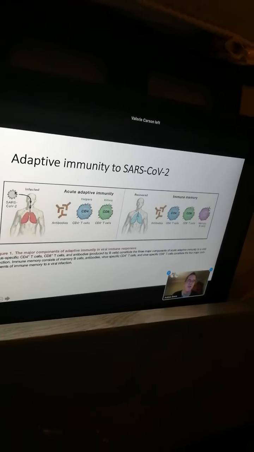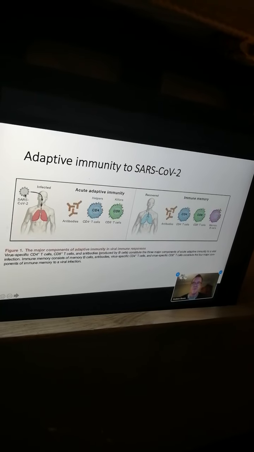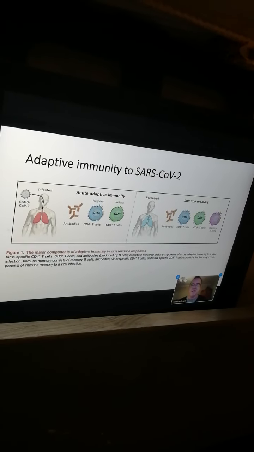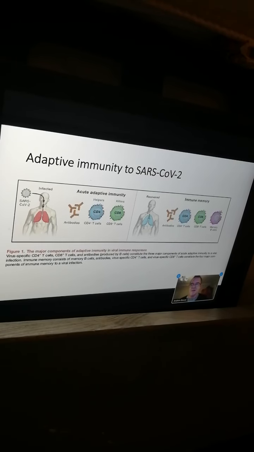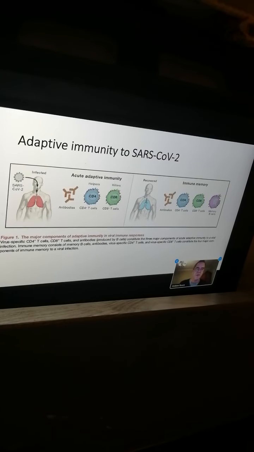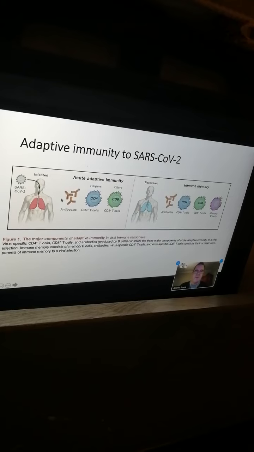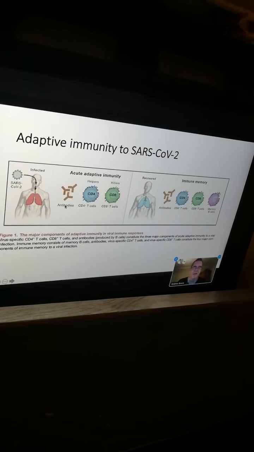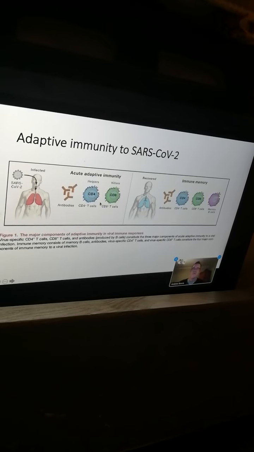So on the left-hand side here, if you're infected with SARS-CoV-2, so SARS-CoV-2 is the name of the virus that causes COVID-19, in the same way that HIV is the name of the virus that causes AIDS. So COVID-19 isn't the virus, that's the disease, and SARS-CoV-2 is the virus. So if you're infected with SARS-CoV-2, your body, if everything's going well, will develop antibodies and it'll develop T cells that will then fight the virus.